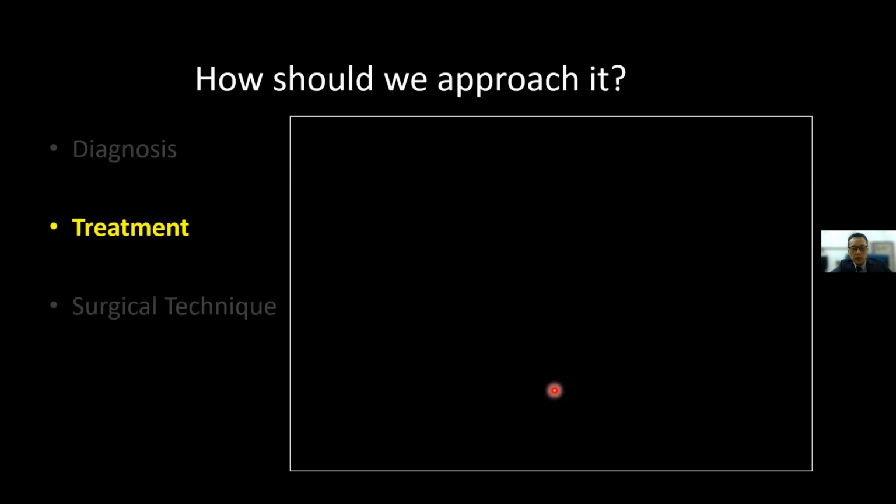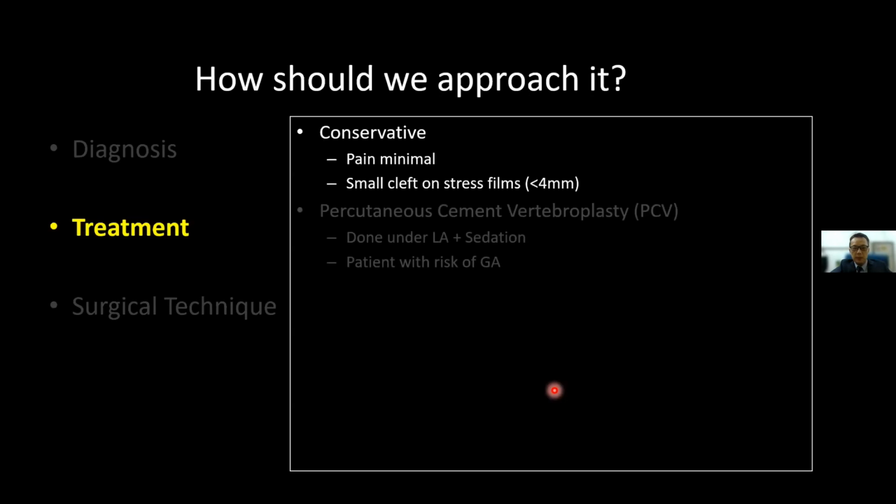So how do we treat this patient once we have diagnosed them? Of course, if the cleft is small, less than 4 millimeters, as recommended by Professor Kwan in his book chapter, we can try conservative treatment with a brace and painkillers.